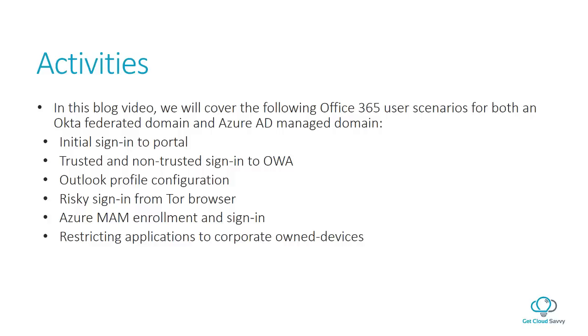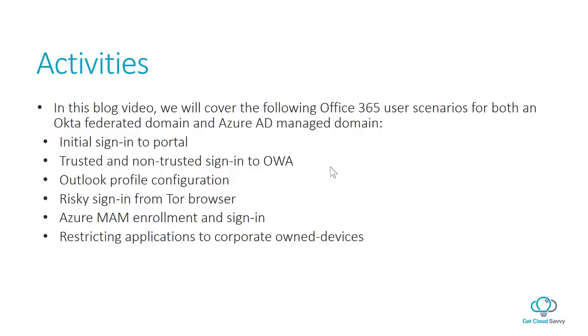Trusted and non-trusted sign-in. Trusted sign-in meaning that we're coming from a corporate network, we're coming from a public IP address or some sort of external IP that Okta and or Azure AD recognize as a corporate type of network. And then we're going to look at the Outlook profile creation or configuration. And then we're going to look at the risky sign-on from a Tor browser. There are several other risky sign-on scenarios out there, but just for simulating the risky sign-on and how to block that, we're going to use a Tor browser.